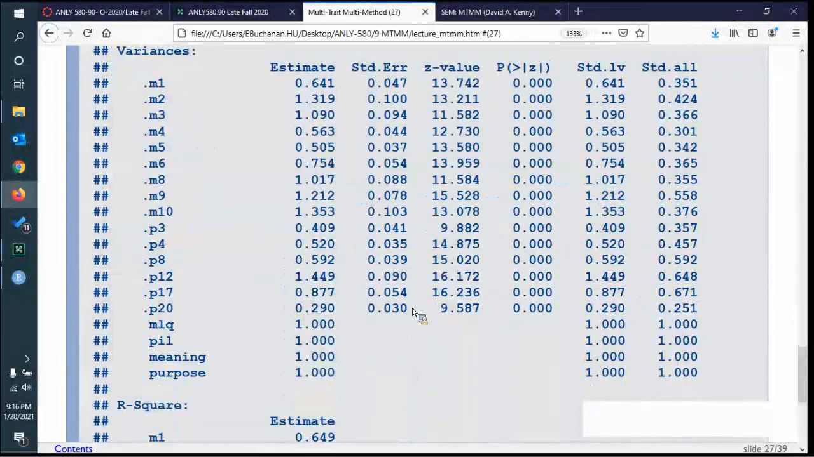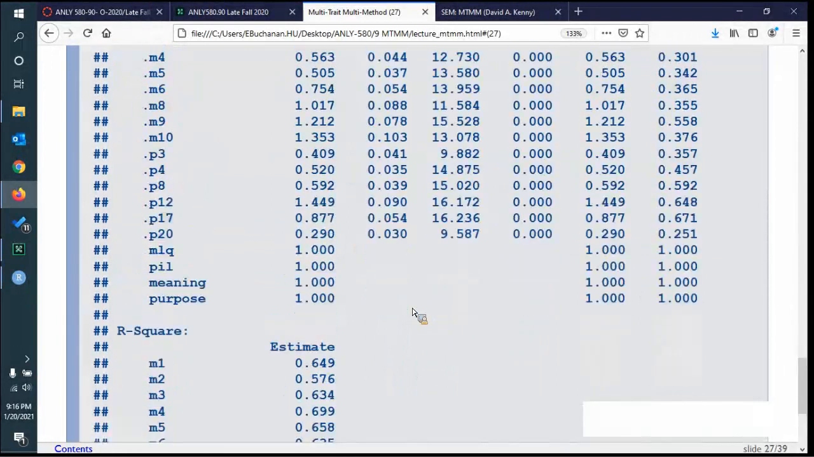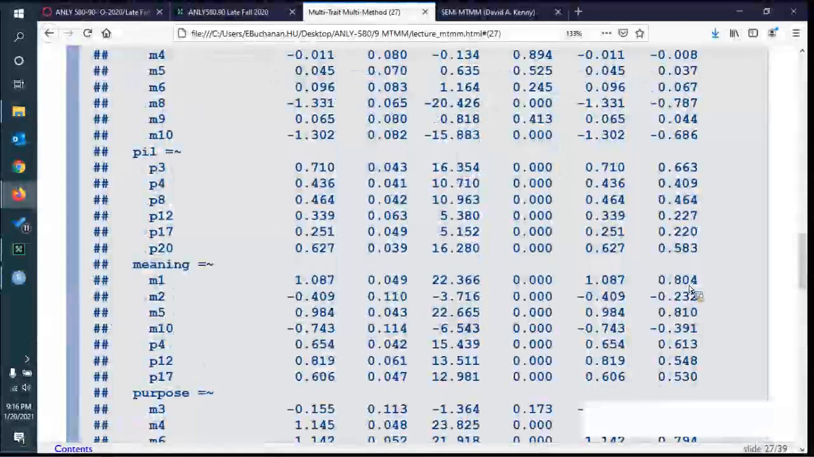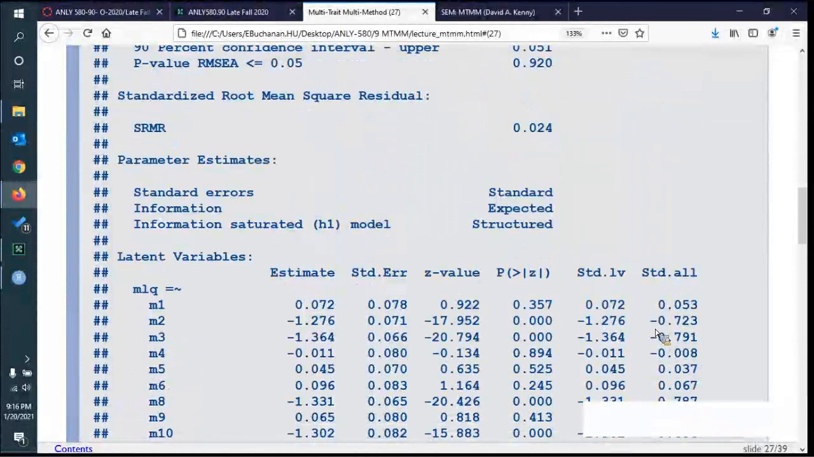But my variances are positive. My standard errors actually look pretty good. My R-squares are positive, right? The same normal things we look for. Except we're not going to look at these parameter estimates until the end.